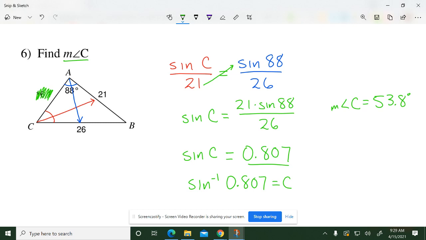So you set it up the same way you do for a missing side. You multiply by the number that's underneath your variable. You work that out on a calculator, and then you take the inverse sine of that number, and that will tell you your angle.